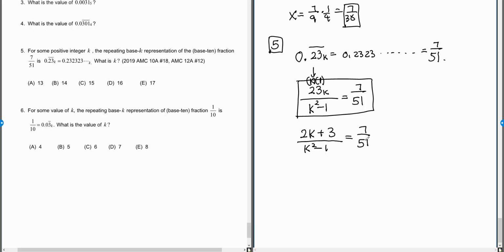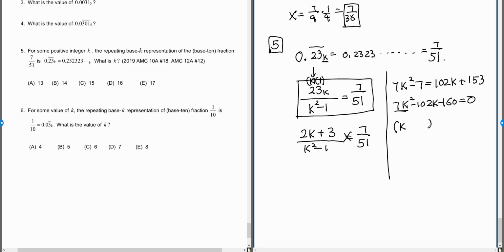Now we need to solve this one. Cross multiplication, 7 times k squared. 7k squared minus 7 equals 2 times 51 is 102k plus 3 times 51 is 153. This is a quadratic. We try to factor, right? Because this is AMC. There's no irrational number, okay? k should be an integer. That means it can be factored. So 7k squared minus 102k minus 160 equals 7k is the only choice, k and 7k, that's it.